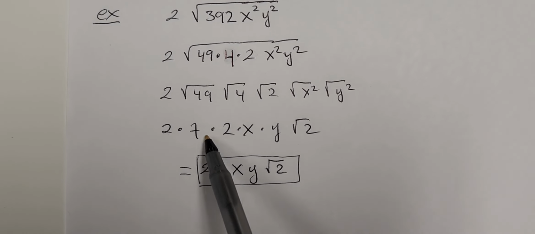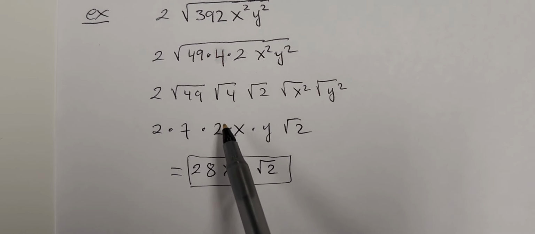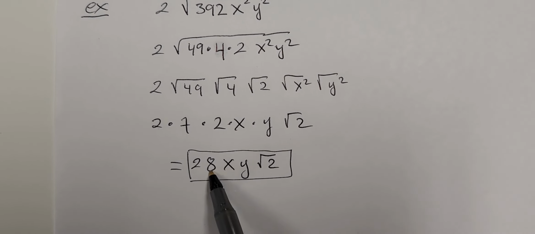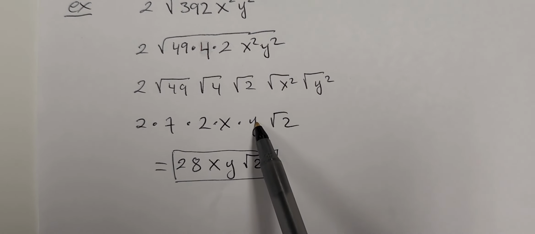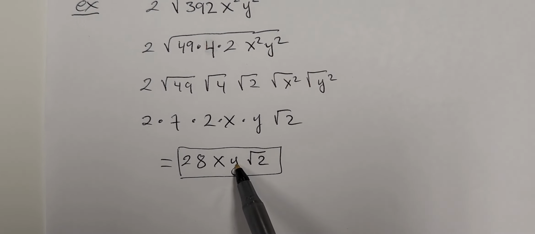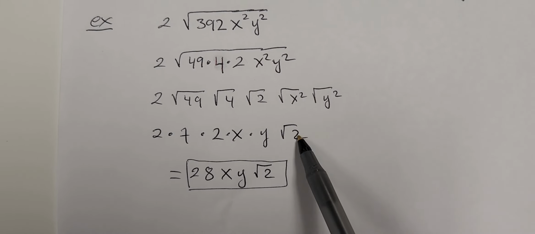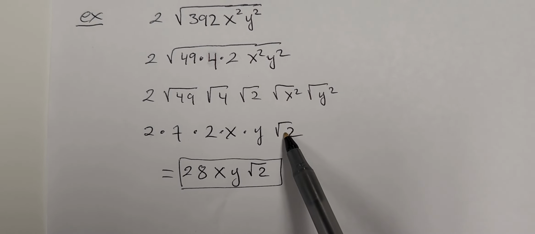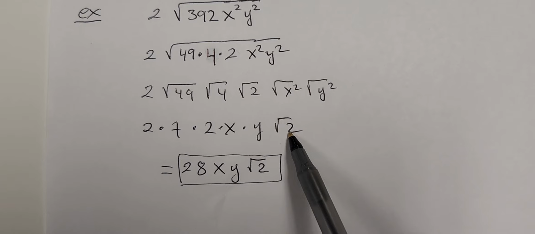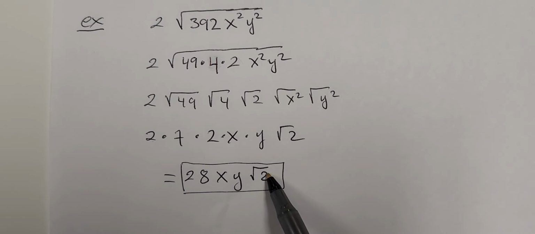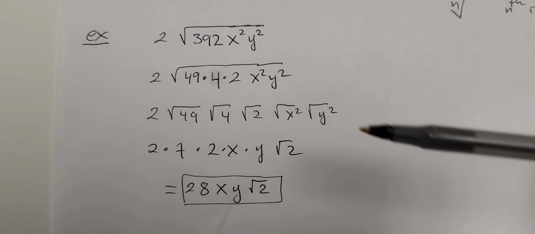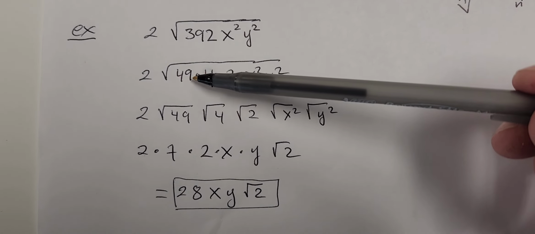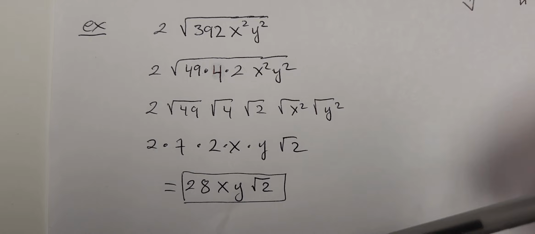So 2 times 7 is 14, 14 times 2, which just gives me 28. Bring this x down because I already square rooted. Bring this y down because I already square rooted. And then this square root cannot be square rooted, leave it alone. This 2 right here cannot be square rooted, so leave it alone. Okay, so that's how you do square roots. Make sure you find a number that can be square rooted.